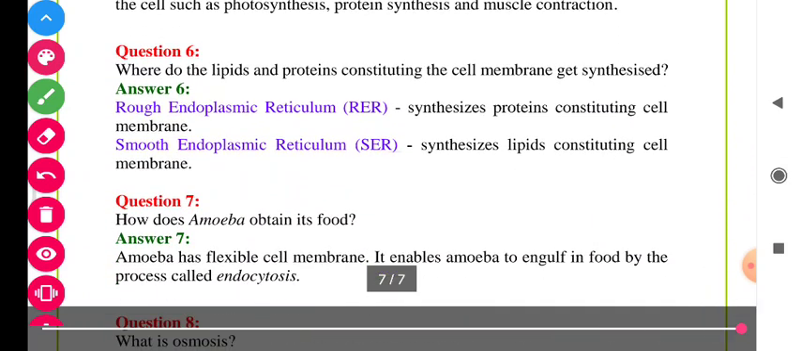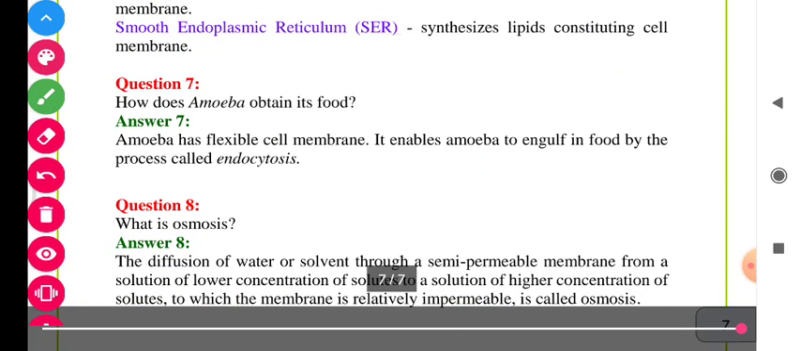Question number 6. Where do the lipids and proteins constituting the cell membrane get synthesized? There are two sites, RER and SER, rough endoplasmic reticulum and smooth endoplasmic reticulum. The rough endoplasmic reticulum synthesizes protein while the smooth endoplasmic reticulum synthesizes lipids. You should remember it.